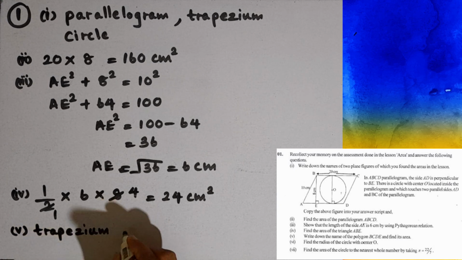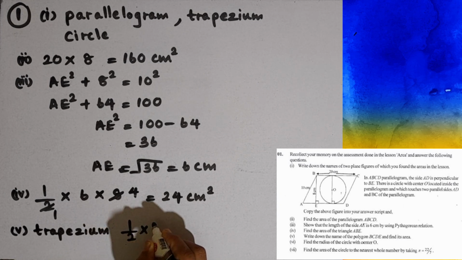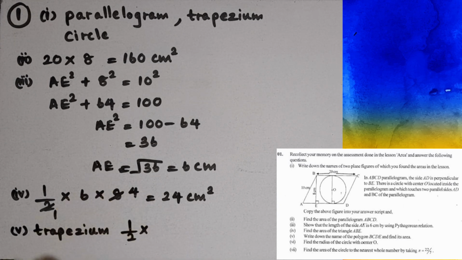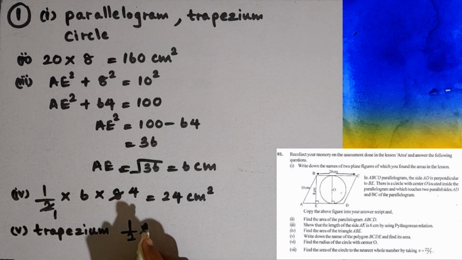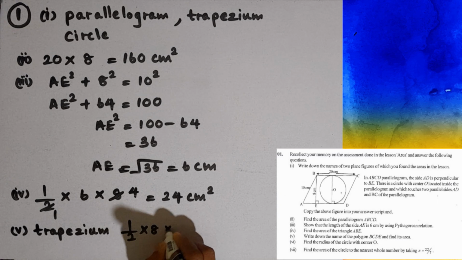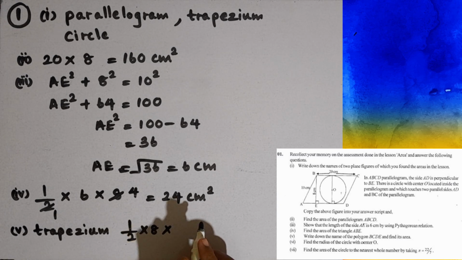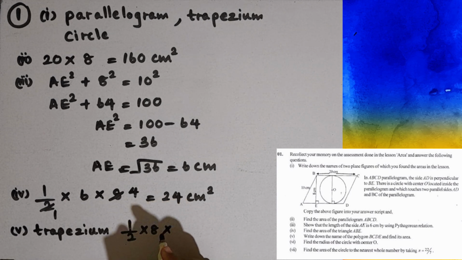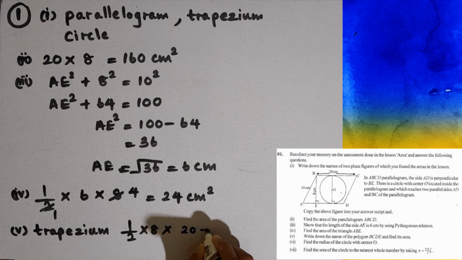How to find the area of the trapezium? Half into perpendicular height, which is 8, into the addition of the lengths of two parallel sides. One length is 20, the other one: AD equal to 20 centimeters, then AE 6 centimeters. So ED equal to 20 minus 6, that is 14. So we can take it as 20 plus 14.